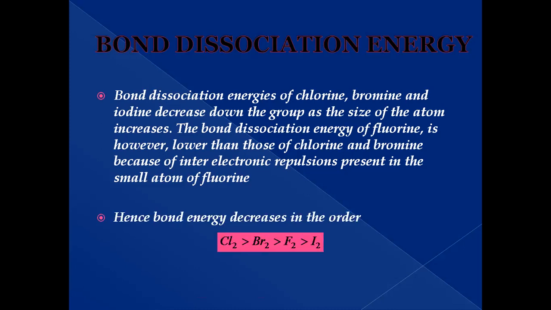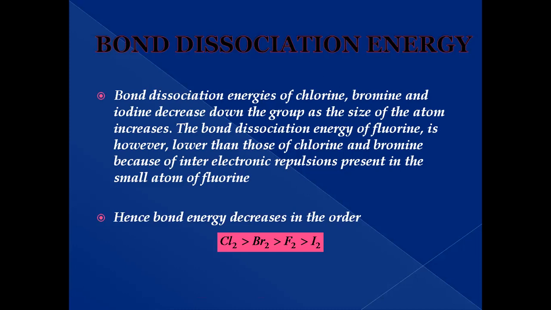Because of which the bond dissociation order, if you see, will be Cl2, Br2, F2, then I2. That is very rare. Fluorine should have the highest bond dissociation energy because it is very small. But because of the interelectronic repulsion, there are many electrons in the system, 3 lone pairs on one fluorine and 3 lone pairs on the other fluorine in the F2 molecule, and since they are very close to the bond pair, obviously there will be huge repulsion which forces it to break. That's why F2 is very reactive.